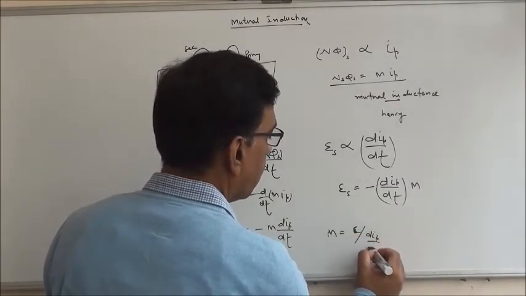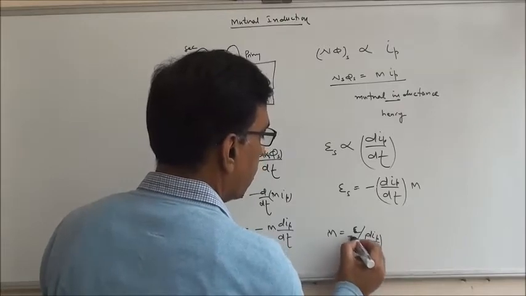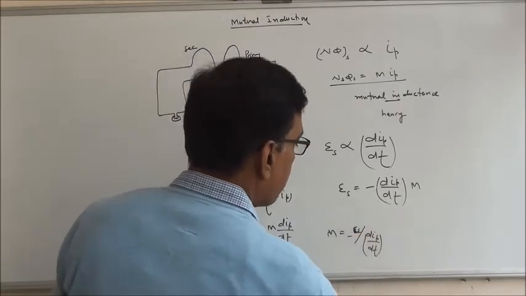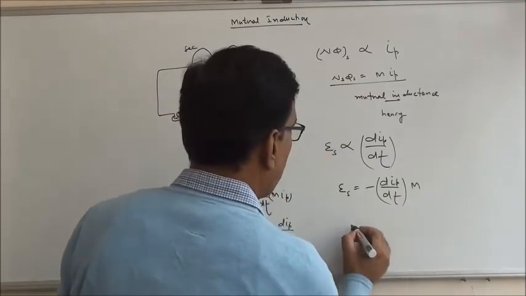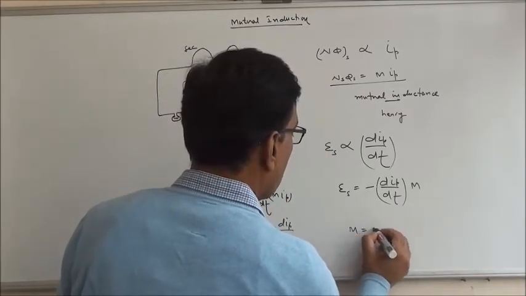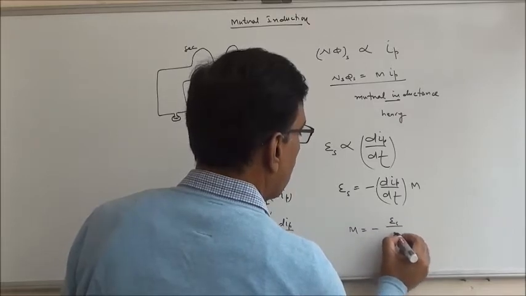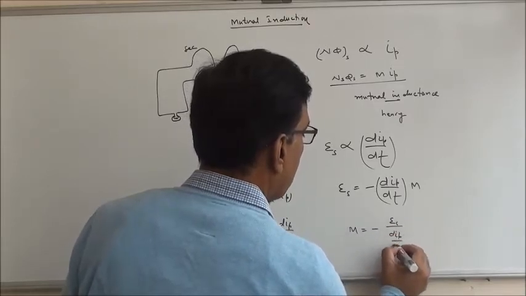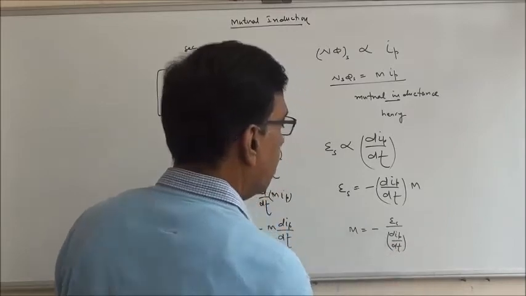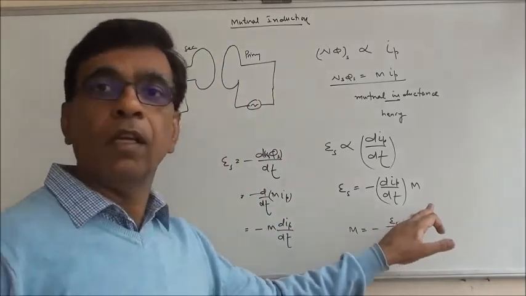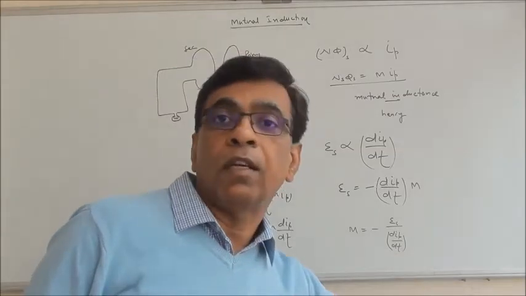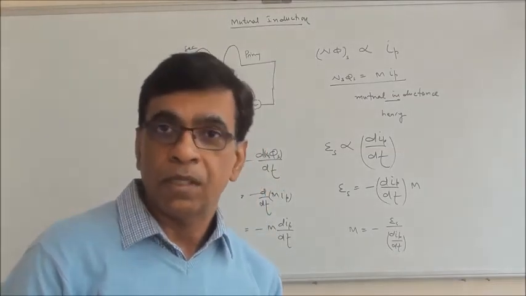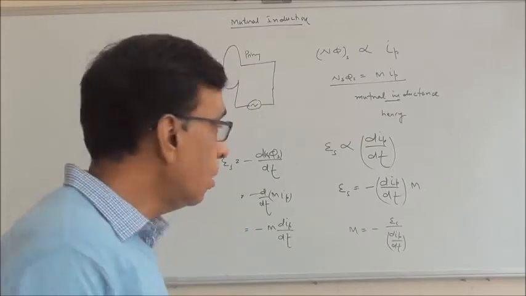How can we define this? For the secondary, the coefficient of mutual induction is numerically equal to the induced EMF in the secondary when the current in the primary is changing at the rate of 1 ampere per second. This is how we can define the coefficient.